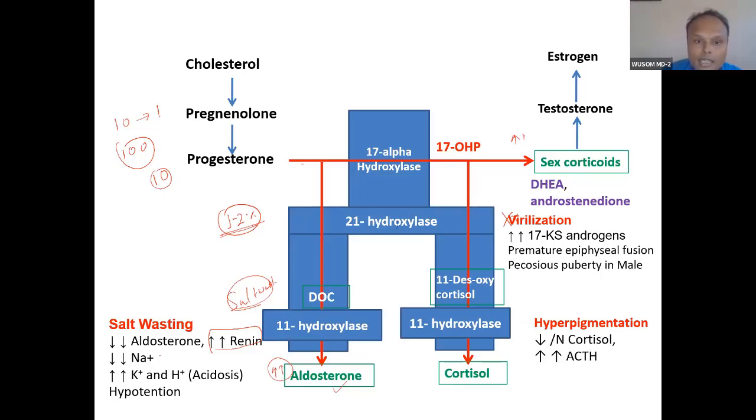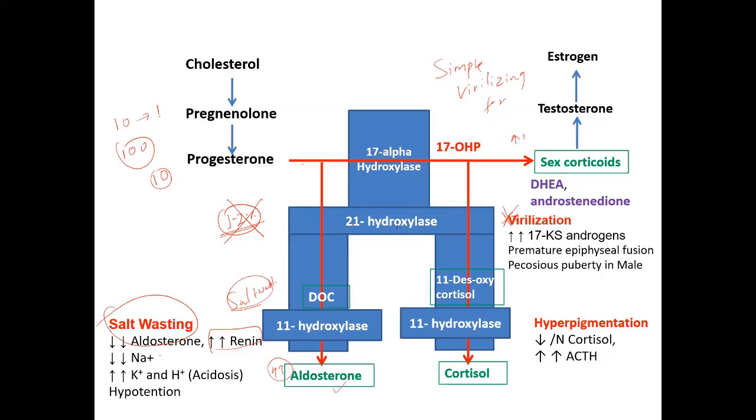So this condition, where there is 1 to 2% of this 21 hydroxylase, is called simple virilizing, because only virilization is present. When it is 100% absent, completely absent, it is called the salt wasting type. Did you understand the difference between simple virilizing and salt wasting?